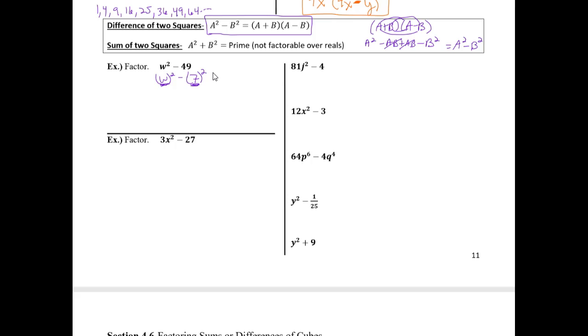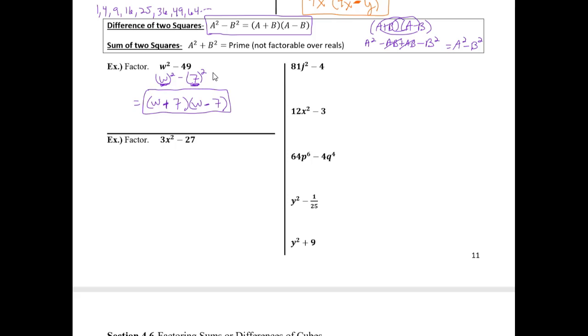So I plug it into my form here. I know I'm going to have two sets of parentheses. One's going to be positive in the middle, one's going to be negative. And then again, to find what A is, it's basically the square root of what you started with. So W squared, the square root would just be W. So that's my A. 49, the square root would be 7. So 7. And notice I still have that plus and minus in the middle. And I can always multiply this back out to check myself, right? It needs to get back to where I started.